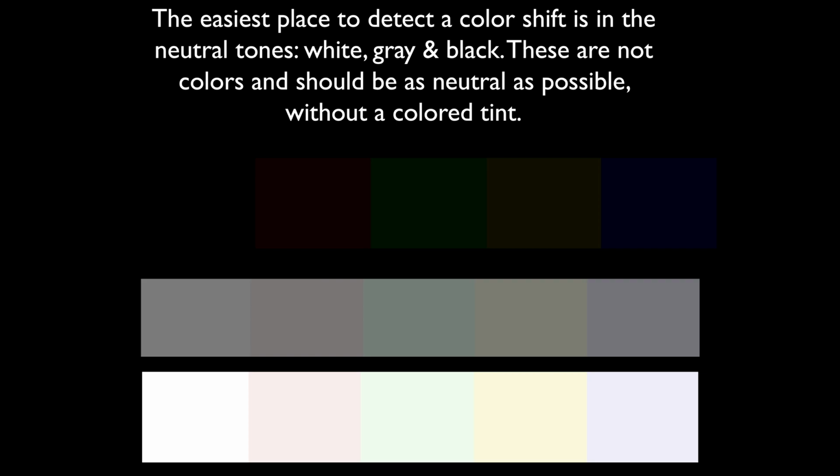Okay, now here is an example of this. Your eyes are going to get used to this in just a second, but again, the easiest place to detect color shift is in the neutral tones. The neutral tones are white, gray, and black. These colors are tones, they do not have color to them, or they should not. If you're looking for color shift, they should not have a color to them.